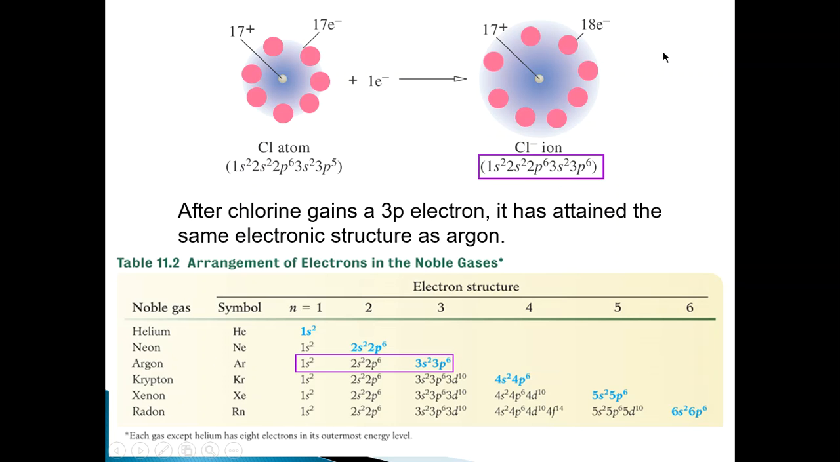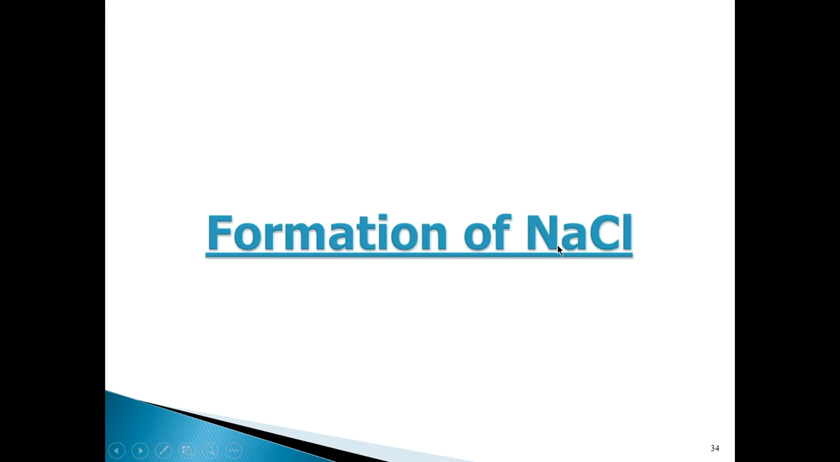Now this electron configuration will be the same as argon. You'll notice also that the chlorine, or I should say the chloride ion, will have 1 more electron than proton, and therefore will have an overall negative charge. So that's basically how the chloride ion is formed.